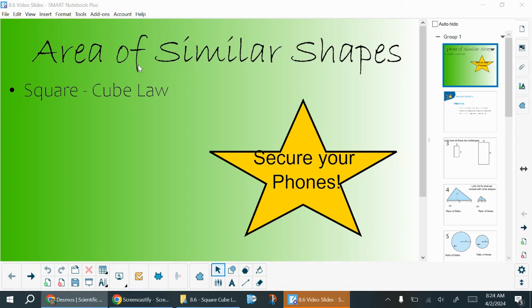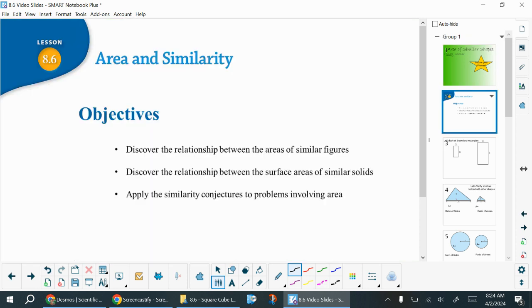Okay, so today we're going to be talking about the areas of similar shapes. Oftentimes you'll hear this referred to as the square cube law, or we're just specifically talking about the square part of that. We'll come back to that in a second as to why that's called what it is. But we're going to talk about the effects that scaling a shape up or down has on the area of that shape. You make the length and the width of a rectangle 2 times bigger. Does that make the area 2 times bigger or something else?